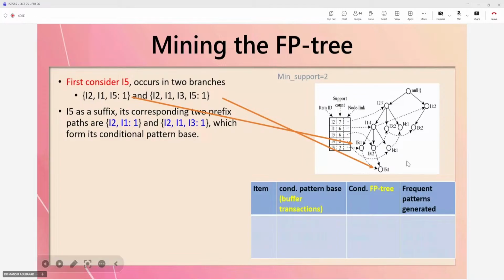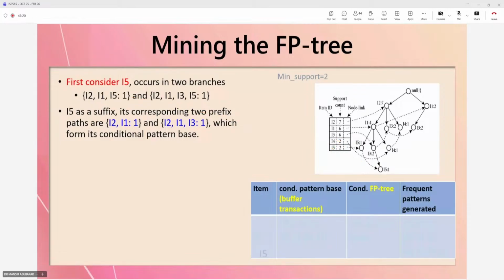The next suffix is what? I2, I1, I3, then we have the I5 finally. So we can see these 2 paths are taking us all to I5. This is what he's trying to say here. We first consider this, then we find the branches. From which point can we drive up to the point where we have the I5? So this is how it is.